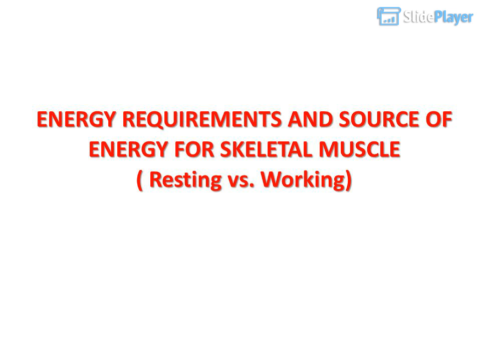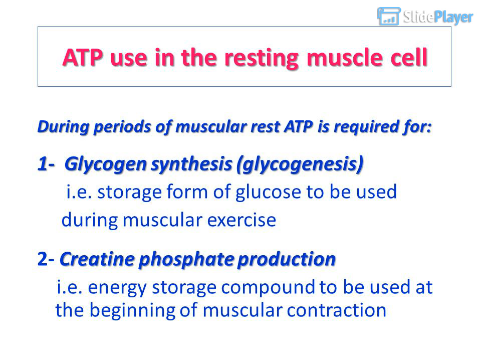Energy requirements and source of energy for skeletal muscle, resting versus working. ATP use in the resting muscle cell. During periods of muscular rest, ATP is required for: 1. Glycogen synthesis, glycogenesis, i.e. storage form of glucose to be used during muscular exercise. 2. Creatine phosphate production, i.e. energy storage compound to be used at the beginning of muscular contraction.